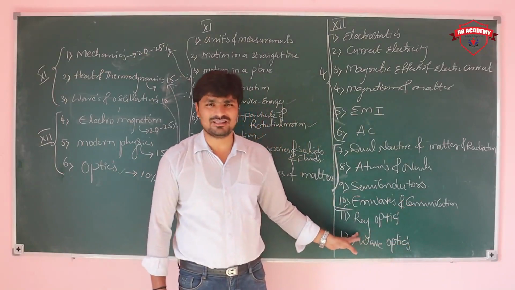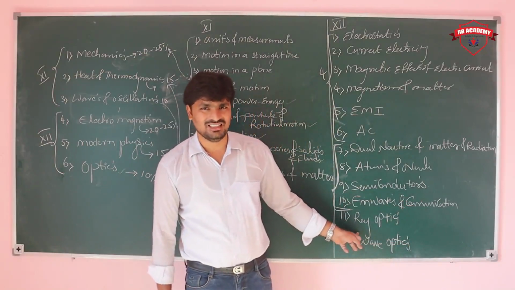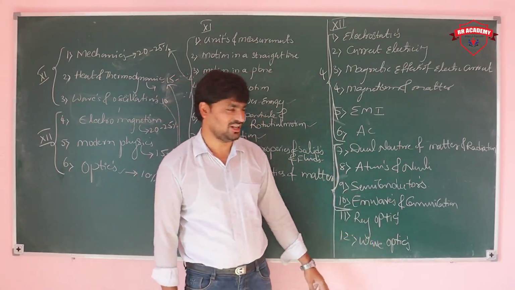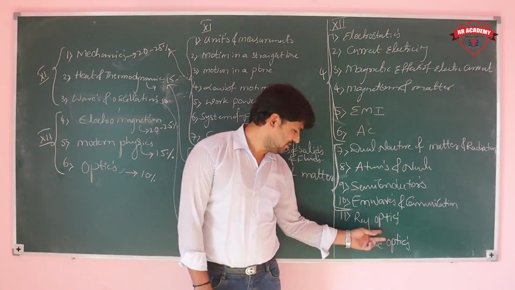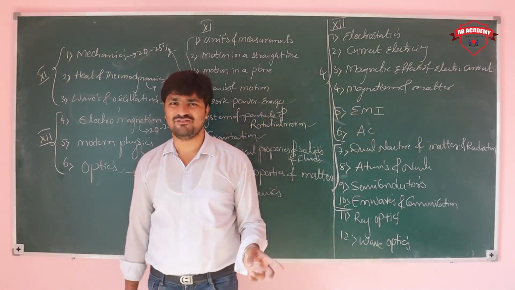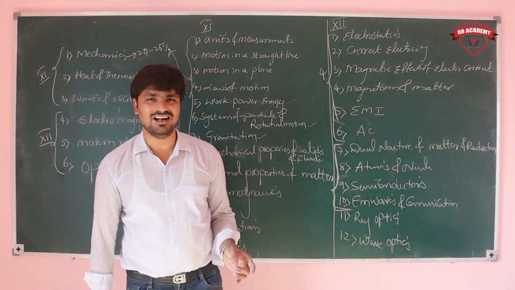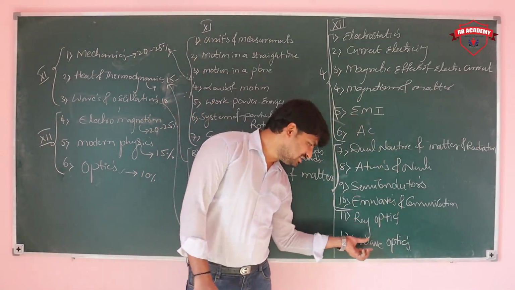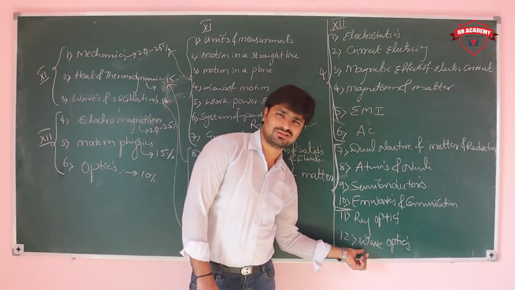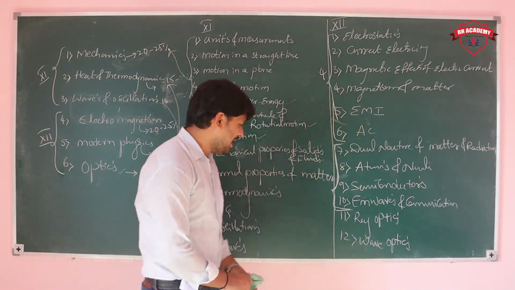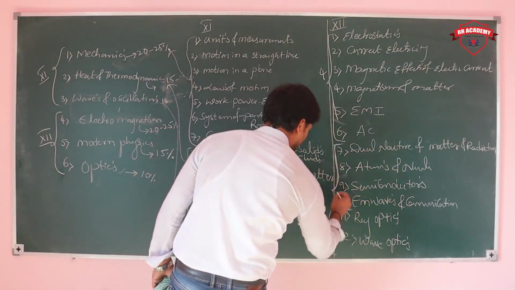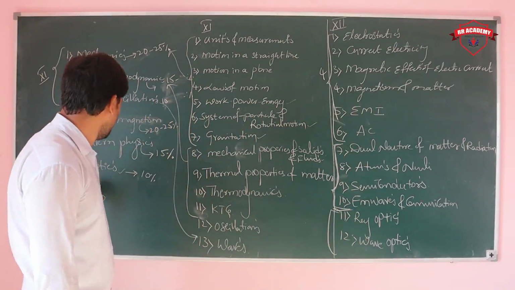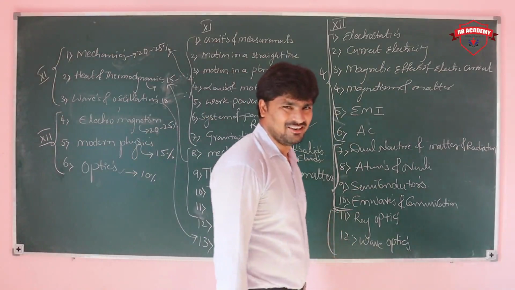Next, ray optics: reflection, refraction. How the lenses are working, how the mirrors are working. That's all we discuss in ray optics. Wave optics: interference, diffraction, polarization, and also the Doppler effect. What is blue shift, what is red shift. That's all we discuss in wave optics. And these two come under optics. This is 7 to 10 of modern physics, and last are ray optics and wave optics.